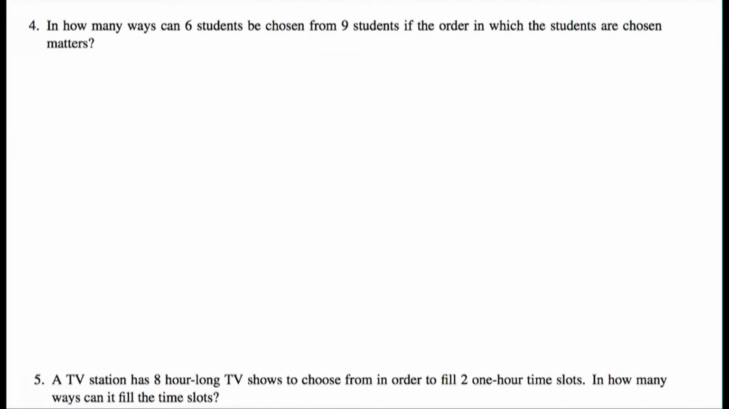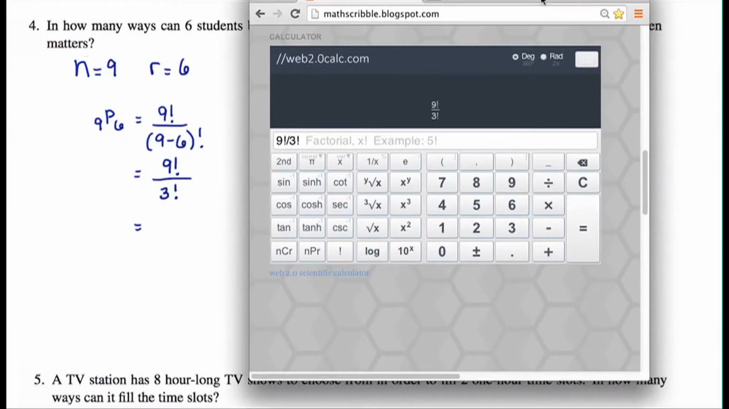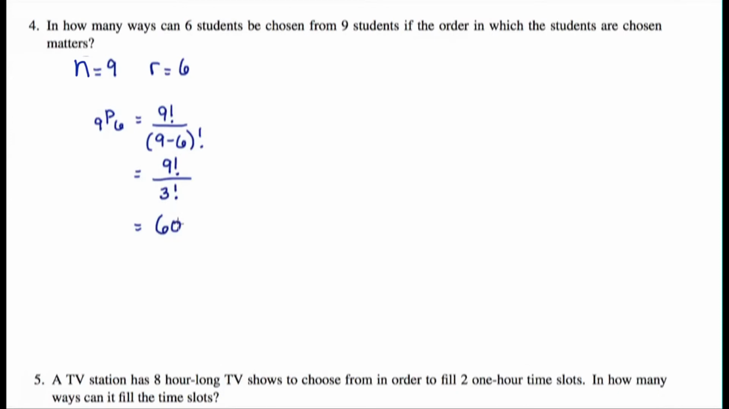Okay, number 4, in how many ways can 6 students be chosen from 9 students if the order in which the students are chosen matters? So we have 9 students and only 6 spaces. So this would be 9P6. So I can actually say 9 factorial divided by 3 factorial here, which is 60,480. So we can use the factorial function on the calculator to help us solve some of these problems.